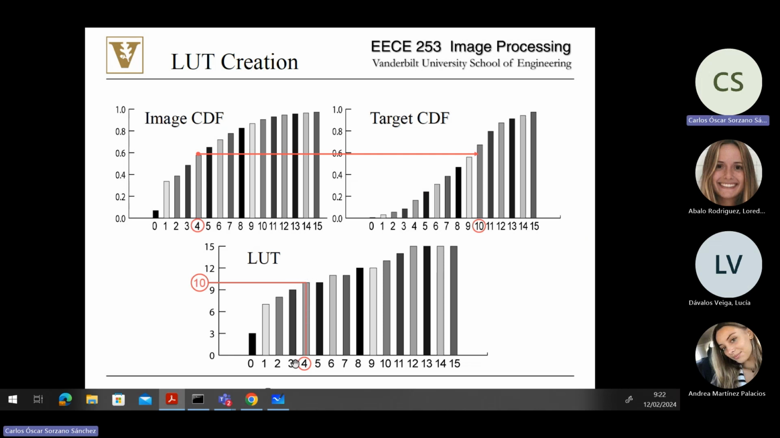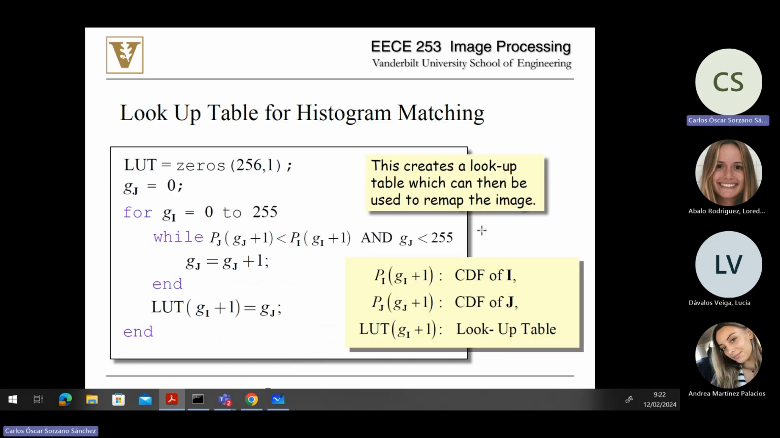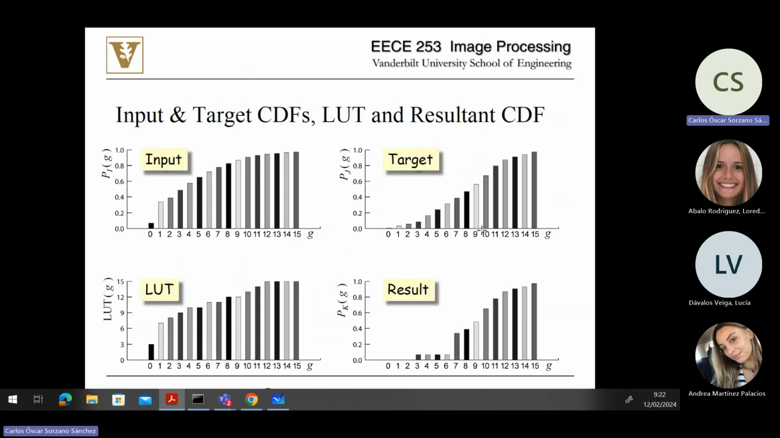So lookup table is when you see value 1 for the input image, you should substitute by value 10. And this is so because the probability of being smaller or equal to 1 is approximately the same as the probability of being smaller or equal to 10. And this is the result. So this is the input, this is the target, this is the lookup table, and this is what we get. So we don't get exactly what we wanted.